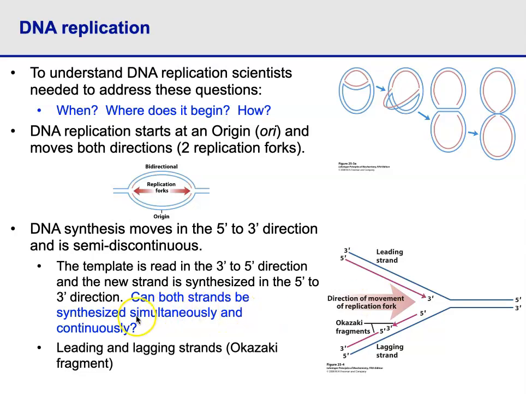So can both strands be synthesized simultaneously and continuously? Well, by now you already know that the answer is no. And that is because the two strands are anti-parallel. If the sense strand is 3' to 5', and the reading happens in this direction, and the synthesis of the newly generated DNA strand is continuous, that's not the case with the antisense, also called the lagging strand. So this is the leading, this is the lagging strand. The lagging strand is 5' to 3'.